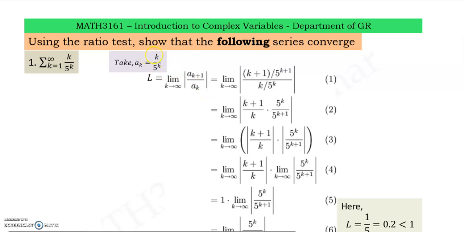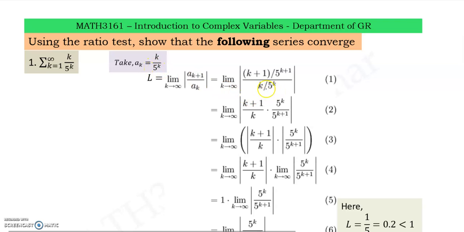Okay, now this is a_k. We know that a_{k+1} means, now here put (k+1)/5^(k+1) in the numerator. That's what we are doing. So limit k tends to infinity. Now a_{k+1} means in the given expression you replace k by k+1. That is here in the numerator. So what is in the denominator? a_k, which means now what is given in the summation, you write that a_k.